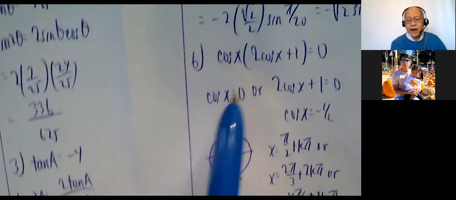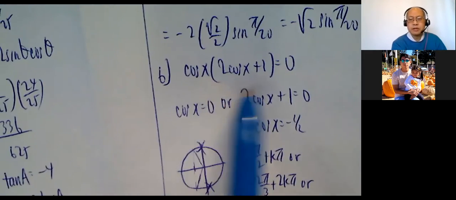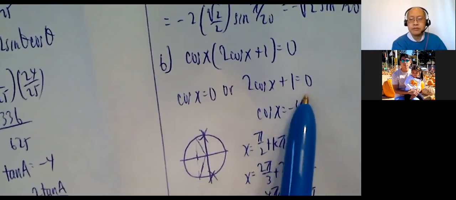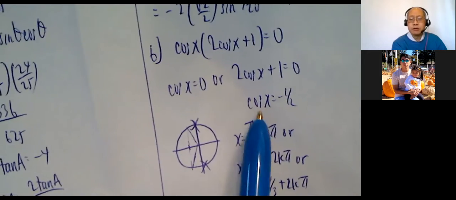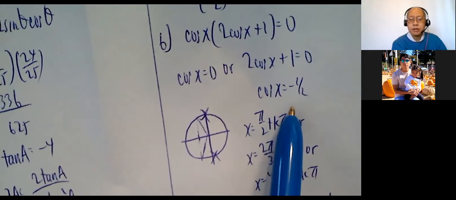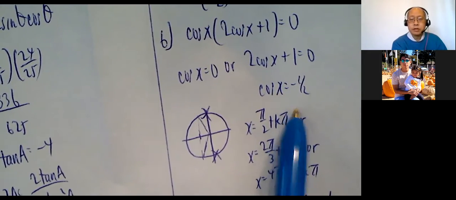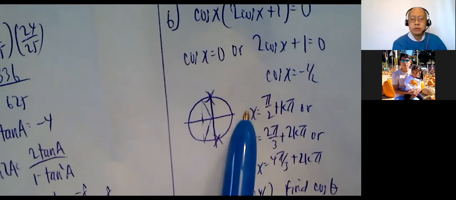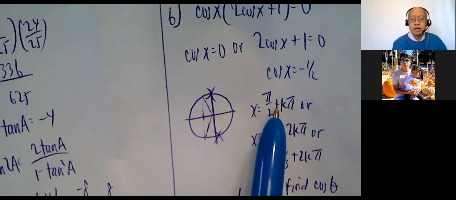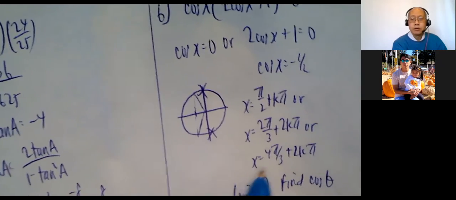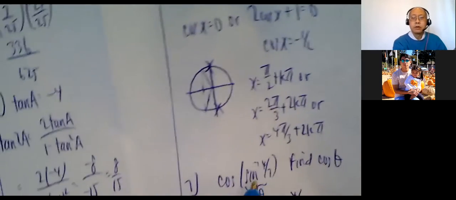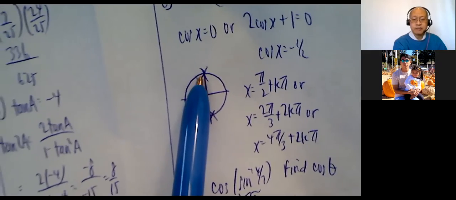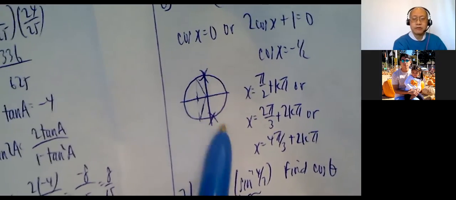Number 6, factor cosine x, 2 cosine x plus 1 equals 0. That means cosine x is 0 or 2 cosine x plus 1 is 0. A little bit of algebra. Cosine x is negative 1/2. Okay, so where's the cosine 0? Here and here. That's pi over 2 plus k pi, to get multiples of pi. So pi over 2, 3 pi over 2, 5 pi over 2, and so on.